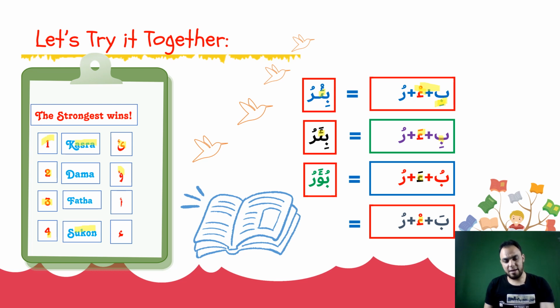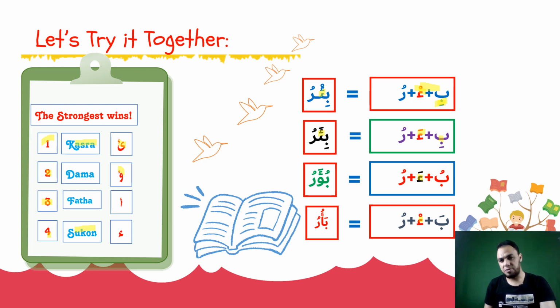So we come to the last example. We have Hamza, it has sukoon, and the letter before it has fatha. Which is stronger, fatha or sukoon? Of course, fatha is stronger than sukoon, because sukoon is the weakest. So it will be like this. That's it. That is very easy and very simple. Okay, do you like it?